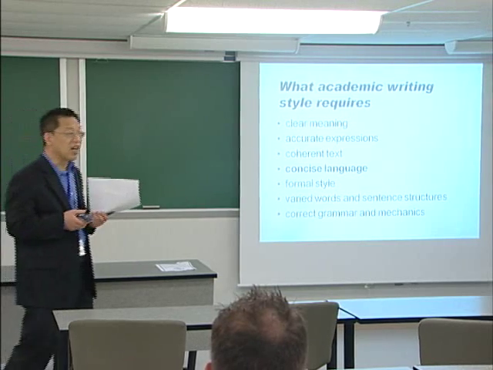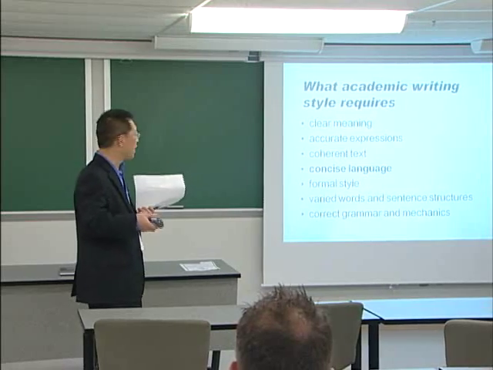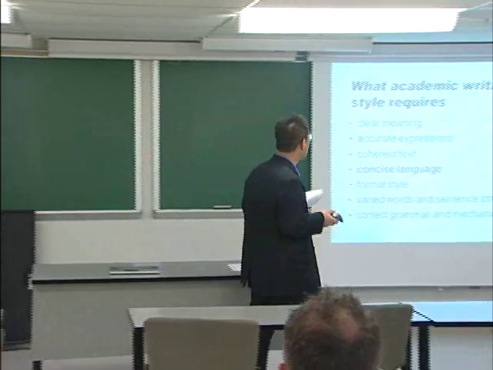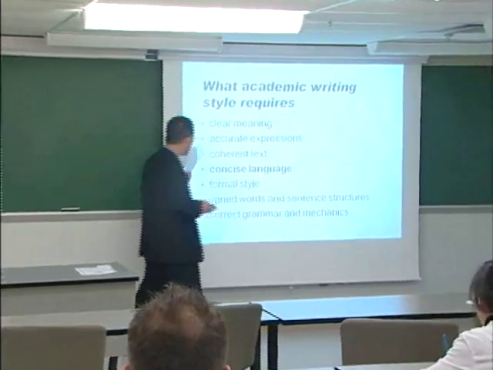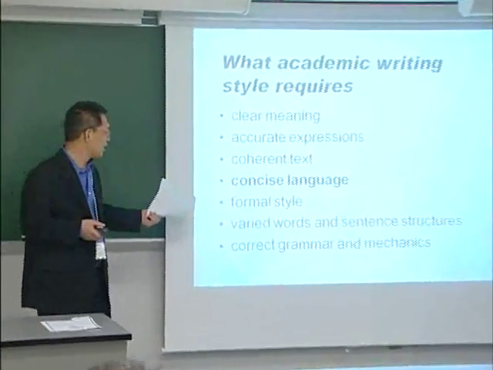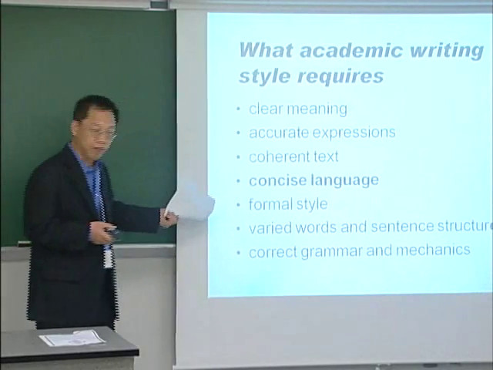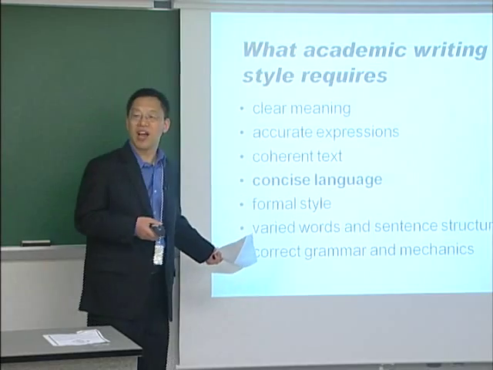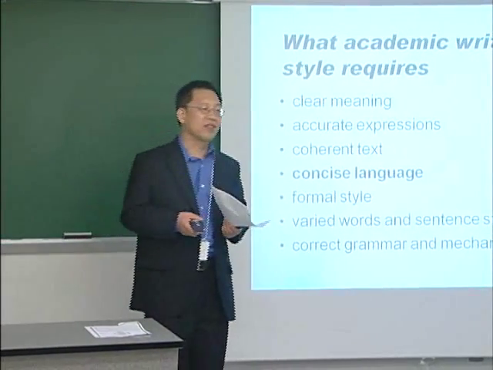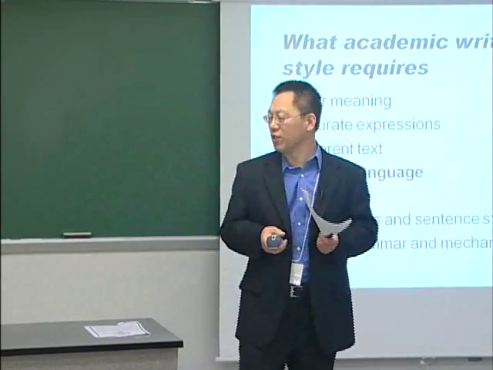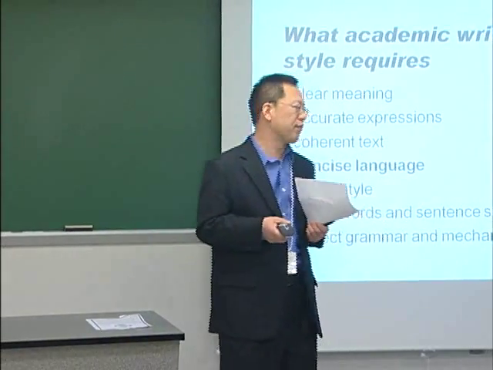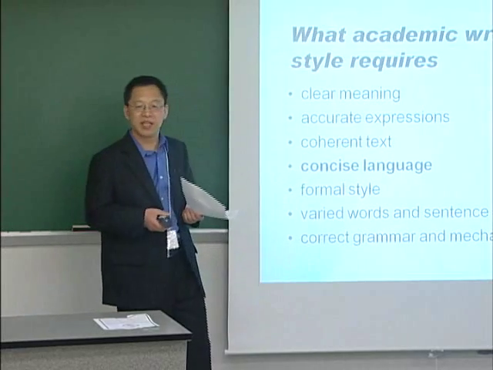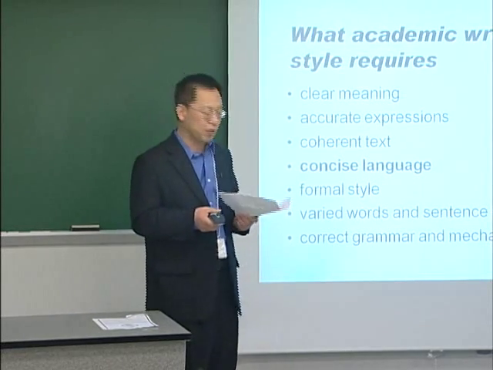Okay, so why is writing concisely important? For academic writing style, we know that academic writing style requires a number of features. Conciseness is one of them. So academic writing requires clear meaning, accurate expressions, coherent text, concise language, formal style, of course, and varied sentences and structures, as well as correct grammar and mechanics. And writing with correct grammar itself is not enough. We need to look at other features, and writing concisely is one of the main features of academic writing.